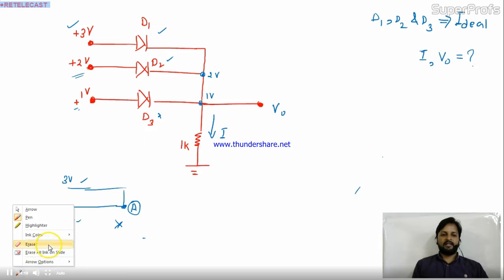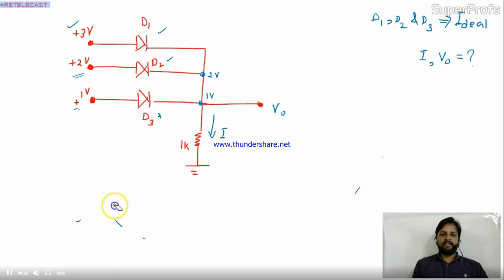Come to the next one, and in the next one you have to assume D1 is on, and let's check the condition. Let me remove this also. Now your condition is D1 is on. If D1 is on, forward bias, the voltage at the node over here is 3 volt. Once A is 3 volt, D2 will be off because D2 will be reverse biased. This is 3 volt at the negative terminal, positive terminal 2 volt, so D2 will be off. What about D3? It will also be off. Now we have only a single node and a single voltage, that is 3 volt. So what is the value of V naught? V naught is nothing but 3 volt.